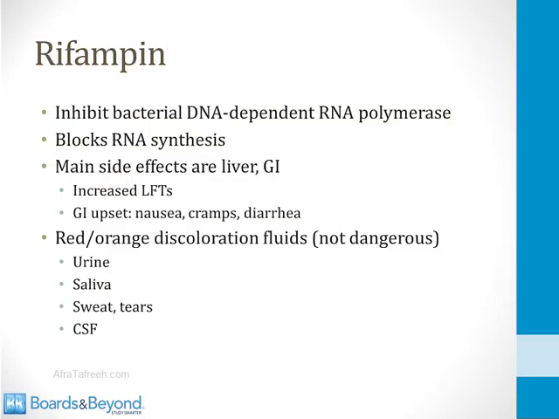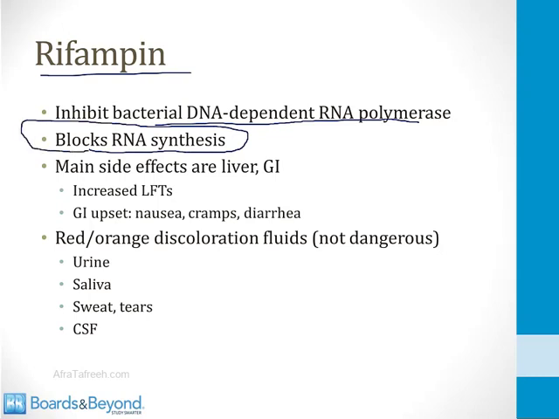Next drug we'll talk about for tuberculosis is rifampin, and this drug inhibits bacterial DNA-dependent RNA polymerase. So by inhibiting this enzyme, it blocks RNA synthesis in the tuberculosis bugs. The main side effects of rifampin are liver and GI, so it can increase the LFTs just like INH, and it can cause GI upset like nausea and cramps and diarrhea.